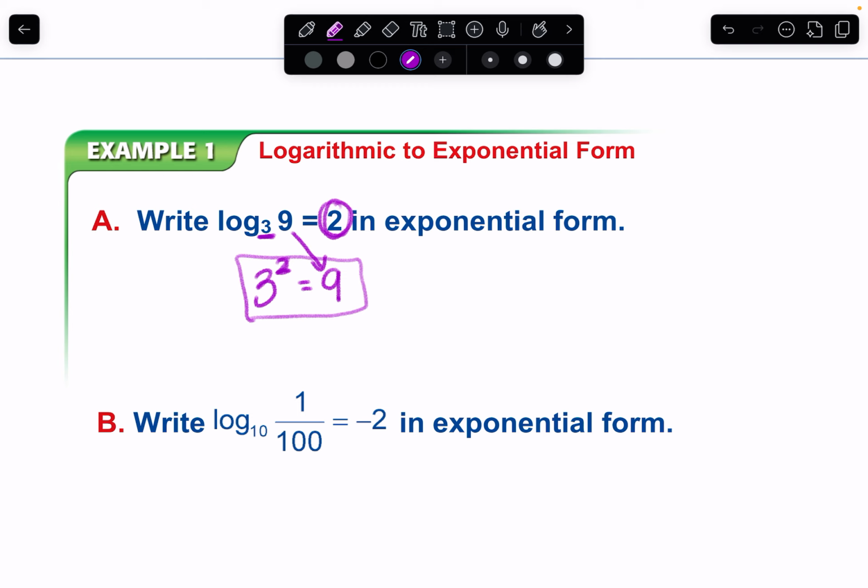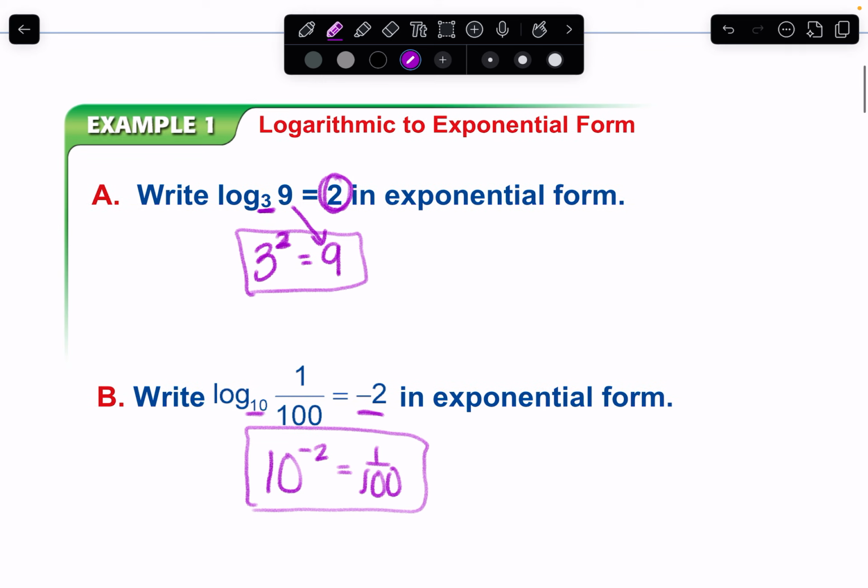In turn, you kind of did solve it, but you're not actually solving for anything, you're just changing the format of it. So for part B, again, what that would look like is your subscript of 10 is becoming your base, your negative 2 is becoming your exponent, and then this is equal to 1 over 100. So 10 squared will give you 100. Because it's negative, I have to move it to the denominator to ultimately make my exponent positive, since I can't have a negative exponent. So your answer would look like this. So that is it for example 1.